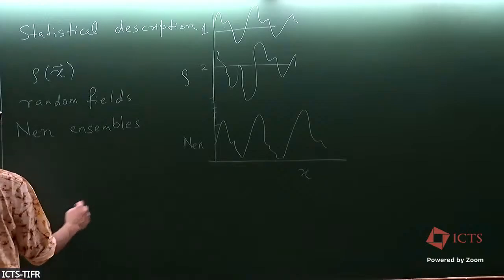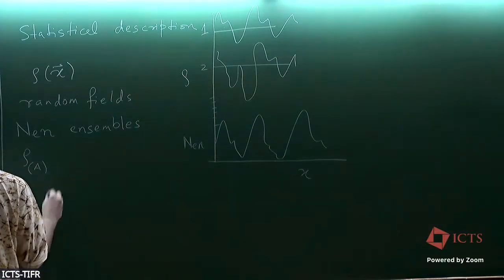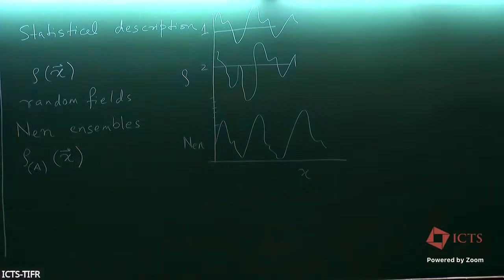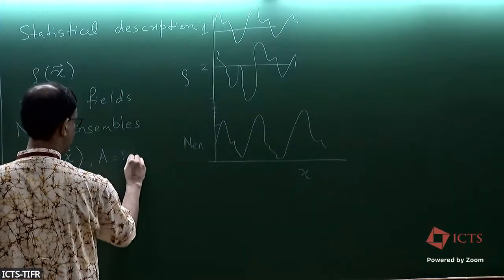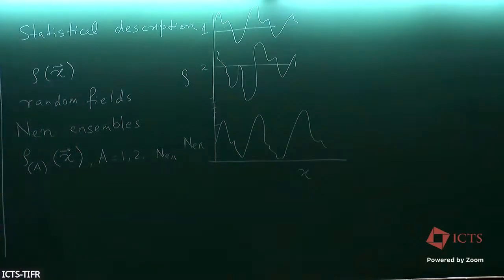So each ensemble has a density field. I'm just trying to come up with some notation here. Let's call it rho_A of x, where A goes from 1 to n_ens. And for the moment, I'm dropping the subscript m, so all the time we are talking for the moment about matter densities. Later again, I will put back the subscript m. So these are my n realizations of the density field.